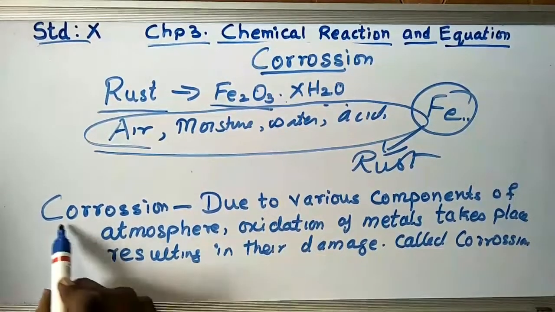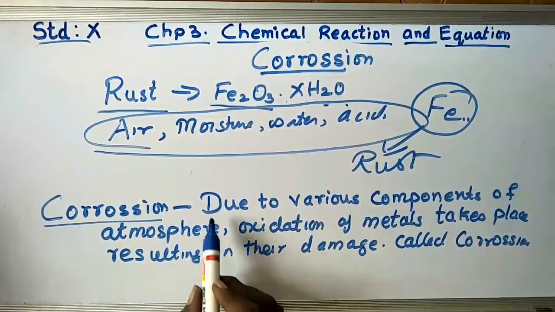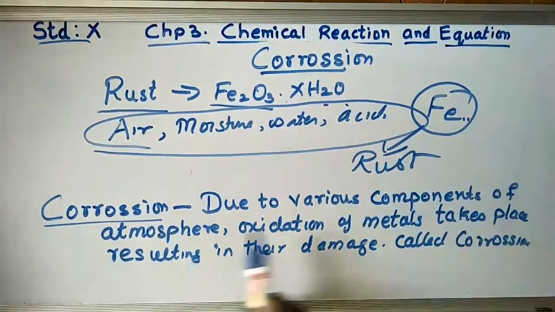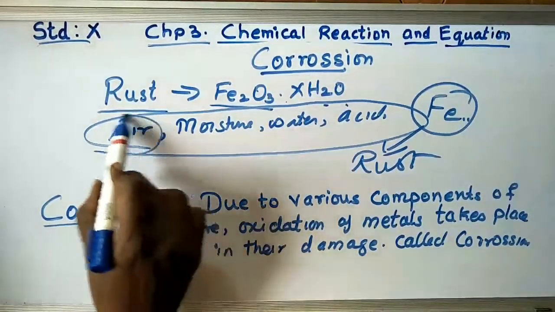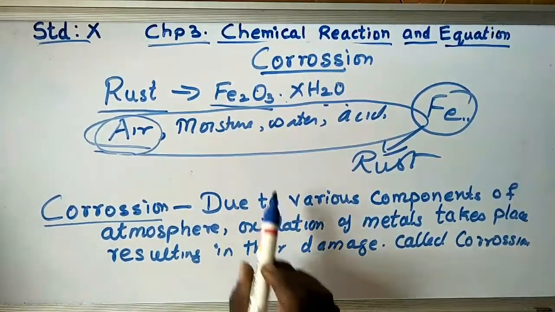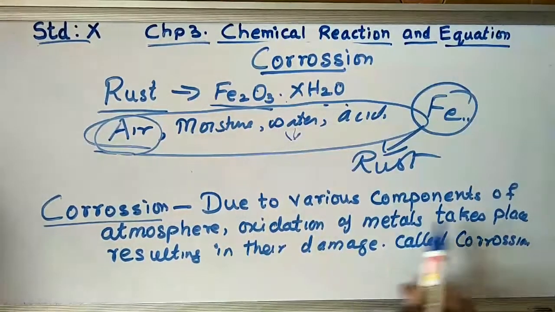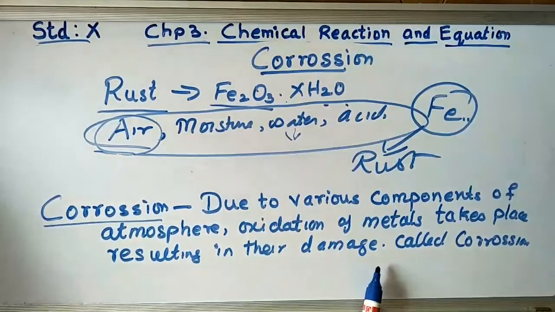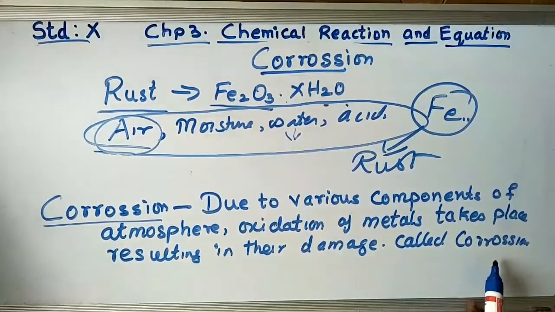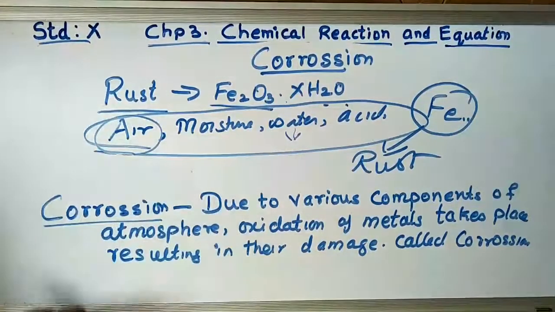Now let's go through corrosion. Corrosion means that due to various components of the atmosphere, like air and moisture, oxidation of the metal takes place that results in damage. We call it corrosion. Corrosions are of different types, which we will be studying in the 8th chapter. But today we will be studying a corrosion which is the rust.